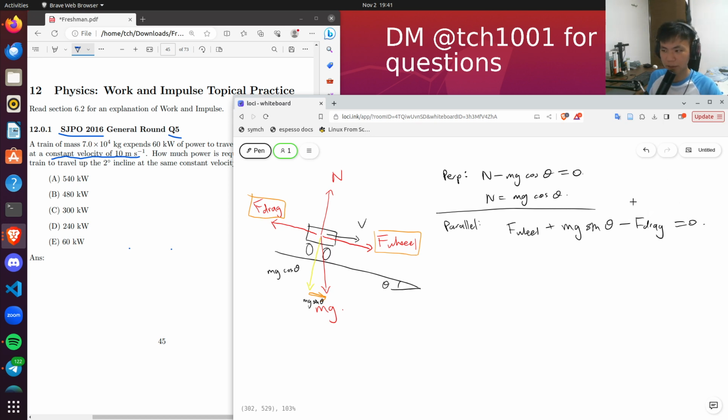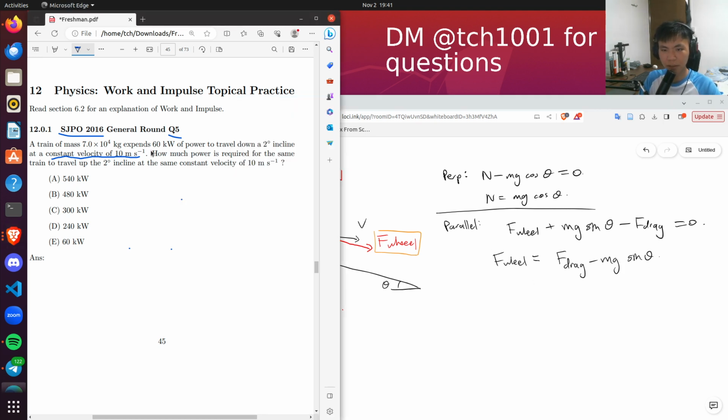And rearranging this, we can get that F wheel equals F drag minus mg sine theta. Okay, and why do I want to do this? It's because we can now link it with the power. The power is 60 kilowatts, 60 kilowatts of power needed to travel down the incline.